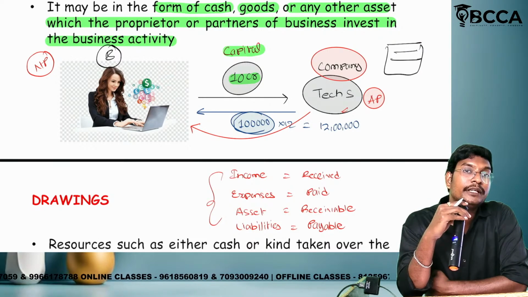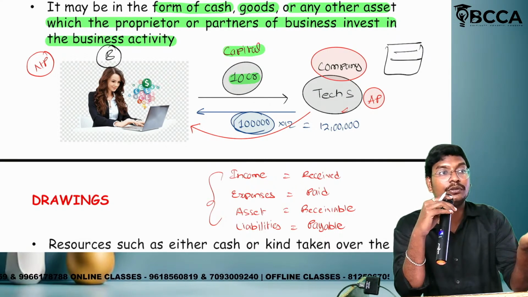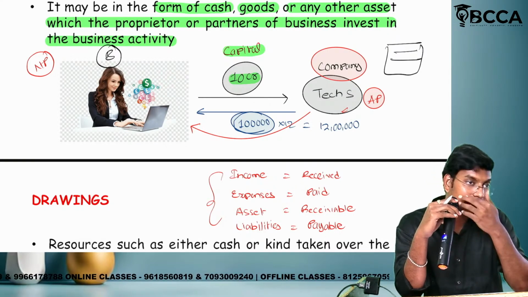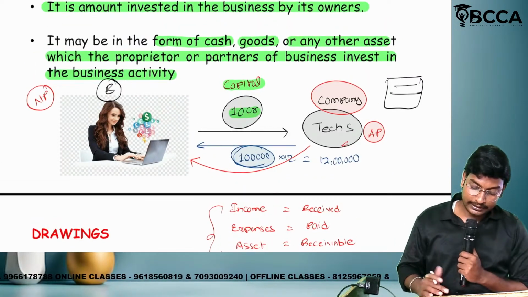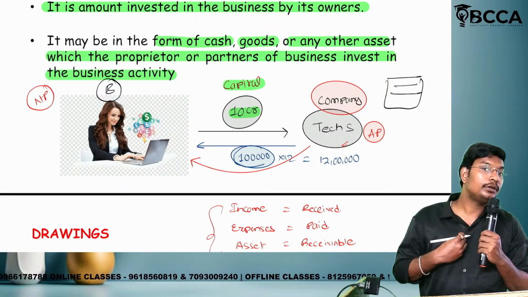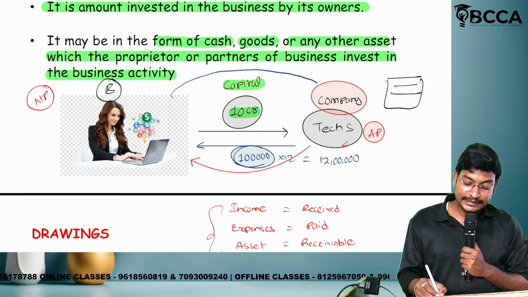Now we have to repay to the owner. Our owner should repay to us. So this is called as what? Receivable or payable? Receivable. Capital is payable to us, and drawings is receivable to us.